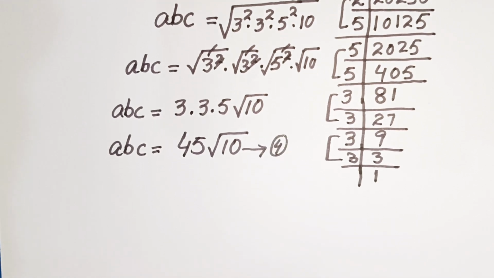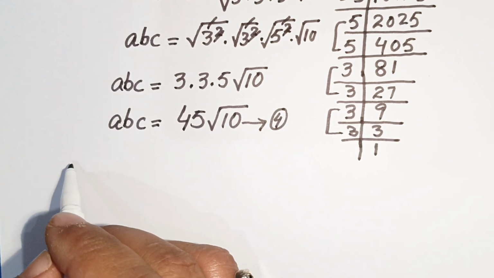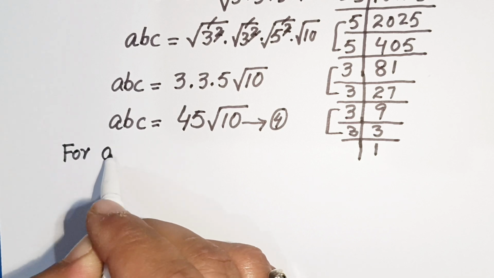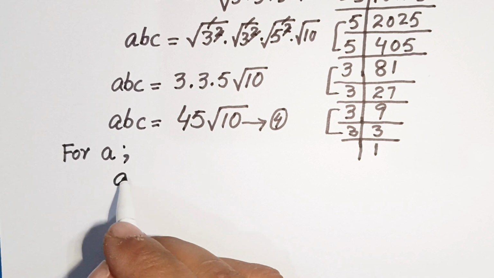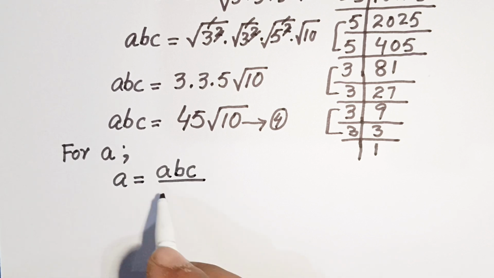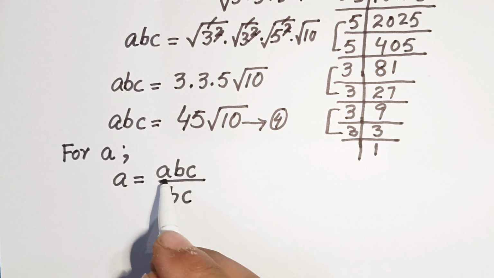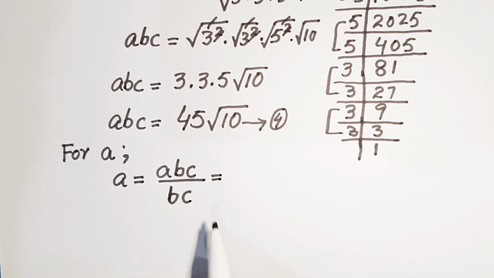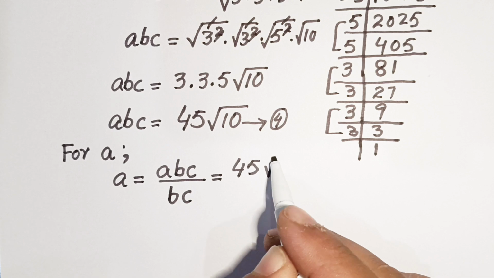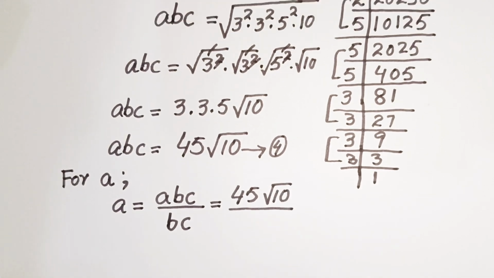Now for finding the value of a, a is equal to a times b times c all over bc. If we cancel, we get a. Hence, putting the value of abc from equation 4, which is 45 times square root of 10, all over the value of bc from equation 2.